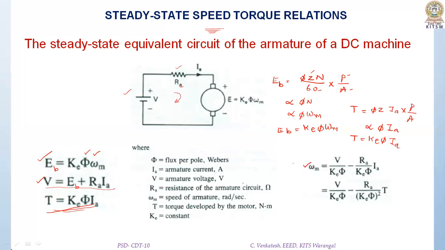Then, omega m: how do speed and torque relate? For that, we can make use of this equation. From the second equation, we get EB is equal to V minus IA RA, and EB is nothing but KE phi into omega m. So solving for omega, you will get V divided by KE phi minus RA divided by KE phi into IA. And we know that this IA can be replaced from the third equation as T divided by KE phi. So with that, you will get omega m is equal to V divided by KE phi minus RA by (KE phi) whole square into T. So this is important.